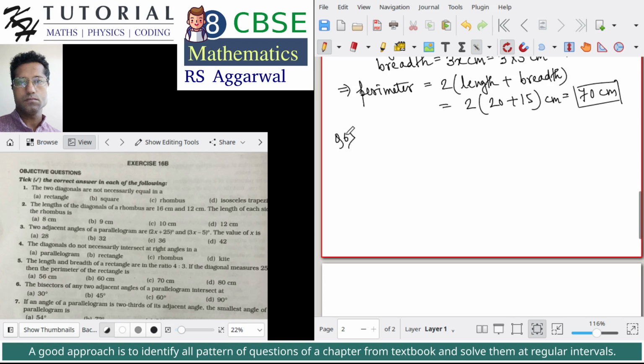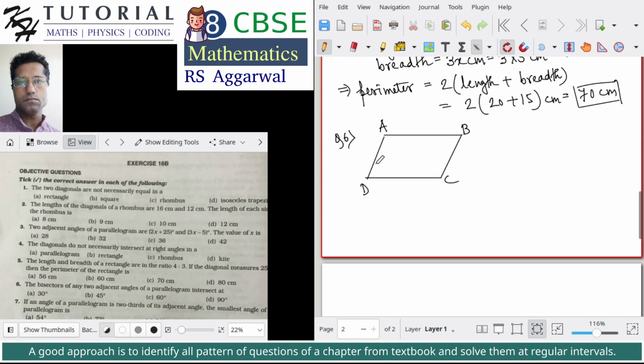The bisectors of any two adjacent angles of a parallelogram intersect at... Okay, so this is a good question. If we consider any parallelogram, let's say ABCD is a parallelogram, it is saying that the bisectors of any two adjacent angles, let's consider the adjacent angles D and C.